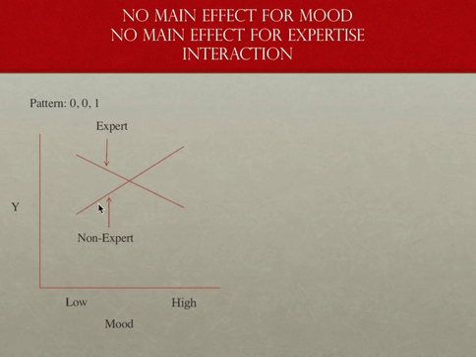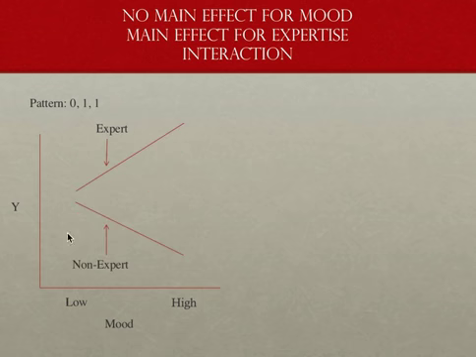Let's look at the next one. Now, this is called a crossover interaction. So in a crossover interaction, you get no main effects, but you get an interaction. Now, this is, if you like, a fan-out interaction. It's 0, 1, 1, y. There's no main effect for mood. There is a main effect for expertise, and there is an interaction.